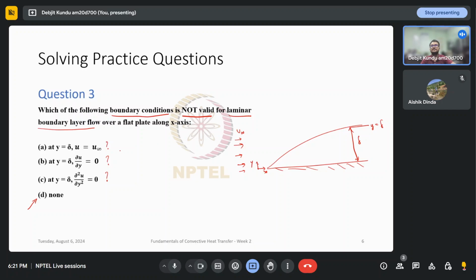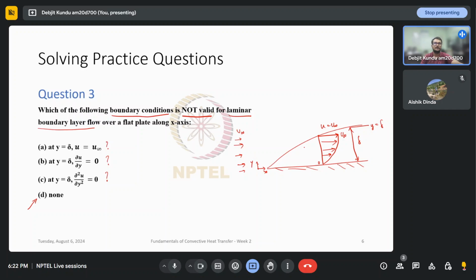So let's go through these statements one by one. For the first one, I have my boundary layer that looks something like this. I have u infinity here, I have 0 here, and there is a gradual change over here. So at y equal to delta, u does become equal to u infinity. That's by definition. Delta is defined at the place where u becomes equal to u infinity. So statement A is correct.